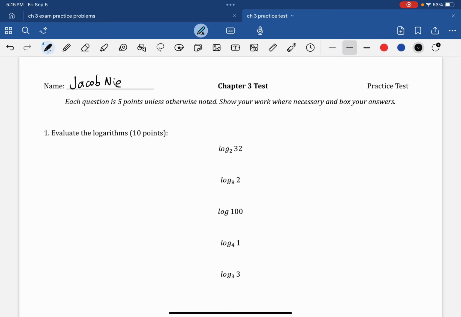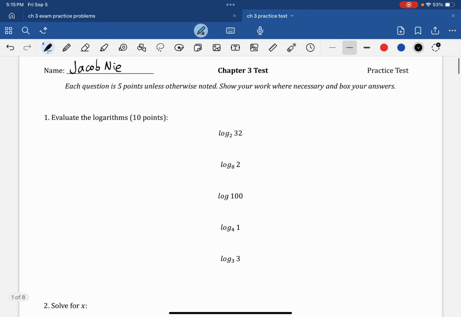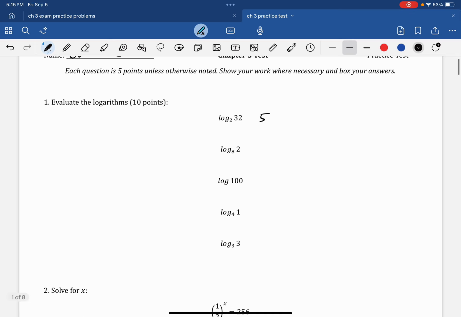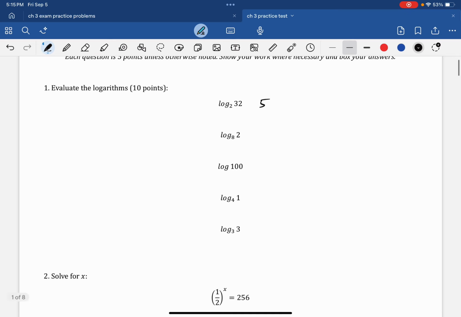All right. First question, evaluating 5 simple logarithms. Well, first one, 32 is 2 to the 5th. So this is going to be 5. Second one, log base 8 of 2. Well, 2 is simply the cube root of 8. So we could write 8 to the 1/3 is equal to 2, which means that our logarithm evaluates to 1/3.